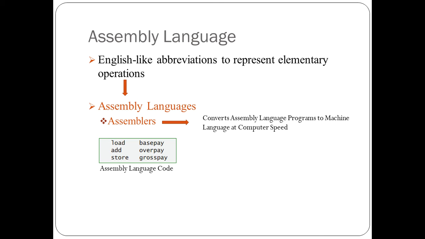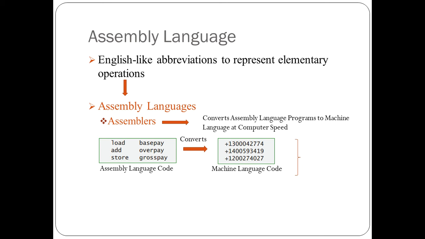You notice that in the assembly language, we say load base P, add overtime P, and store it in gross P. Okay, so that is what programmers actually did with the assembly language code. They actually wrote this. Now this could be converted into a machine dependent code, which is what we just saw in the last slide. So it's going to be converted to that.